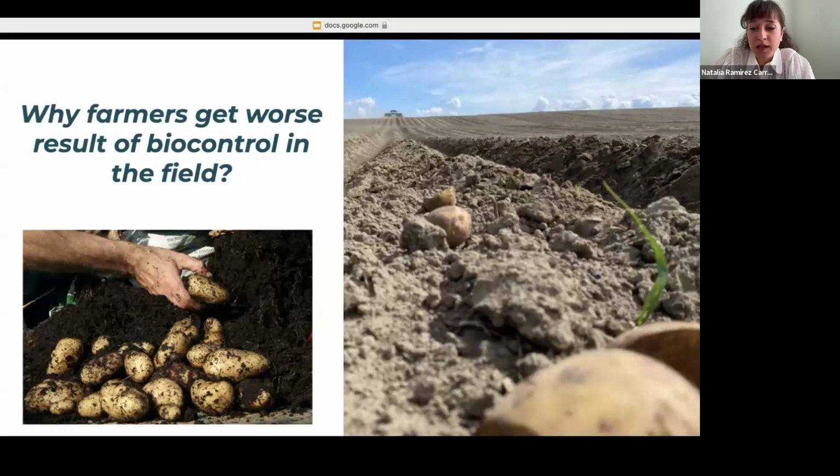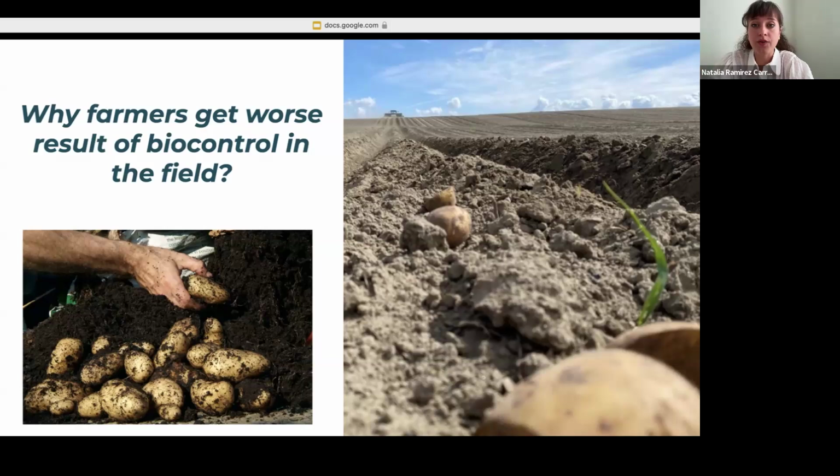So of course, if we think that this is a biocontrol, an alive organism, it will change a lot depending on the conditions, no? On the type of soil, the humidity that the soil retains. So it's normal that they can find different results compared with what the studies said, with what was done in the greenhouse.